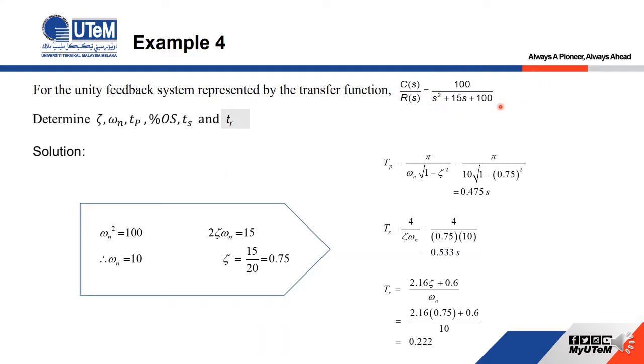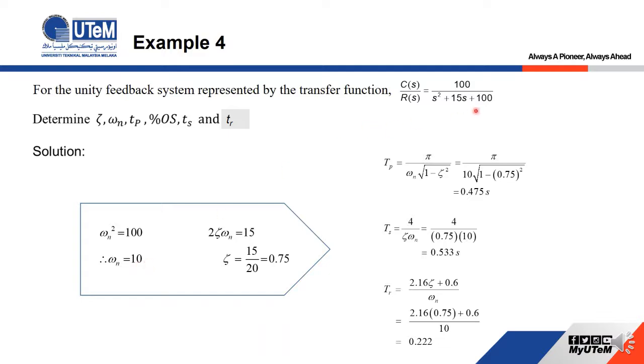So that means we have to compare this transfer function with the general transfer function for the second order system. We know that the general transfer function for a second order system is C(s)/R(s) equal to k omega n square divided by s square plus 2 zeta omega n s plus omega n square. So this component refers to omega n square. So omega n square is equal to 100, and from here we get omega n equal to 10.